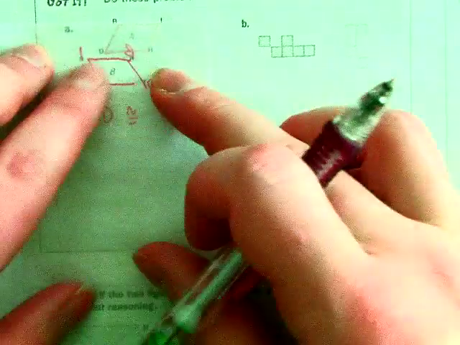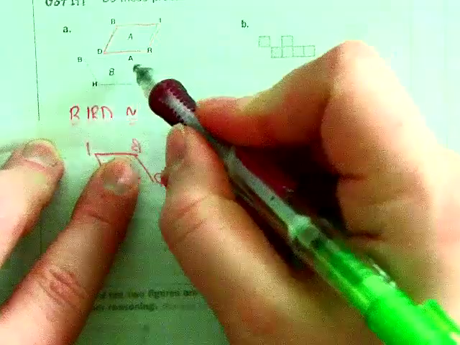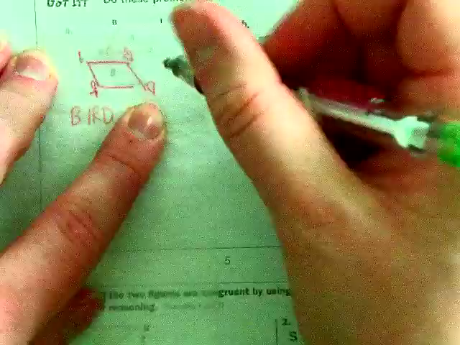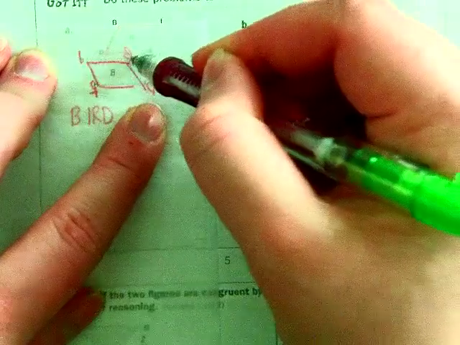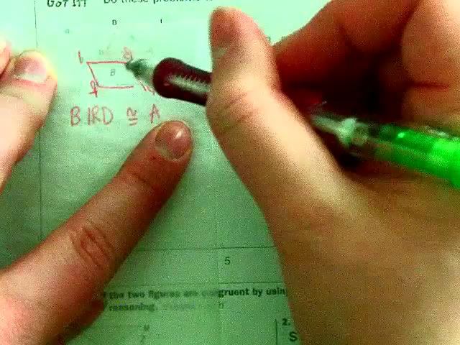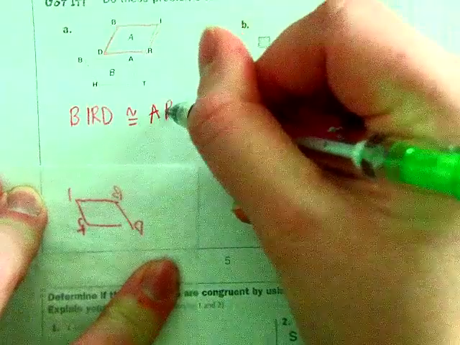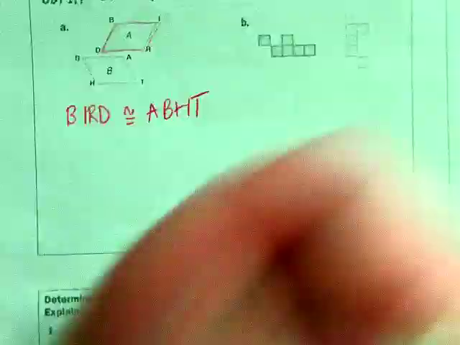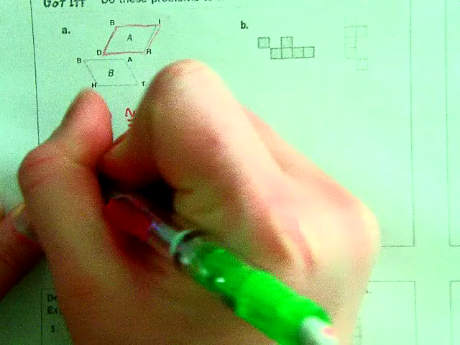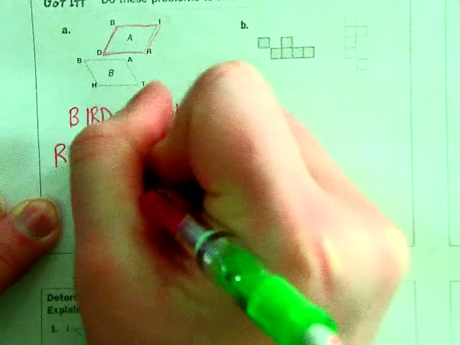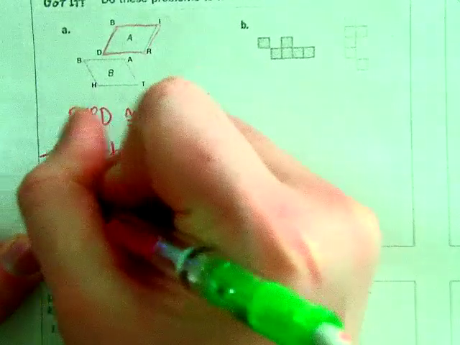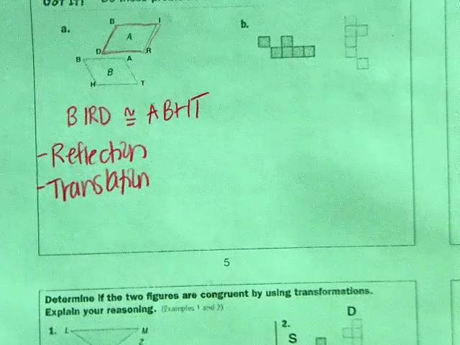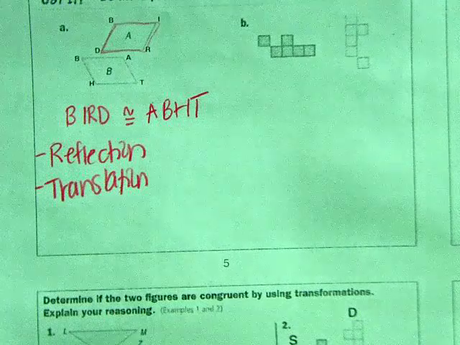And what goes with B but A? And then it goes backwards. B-I-R-D, A-B-H-T. And what got us to map these onto each other was a reflection. And then this is a translation as well. A lot of these are going to be a translation at the end or at the beginning. You could translate it and then reflect, or reflect and translate.